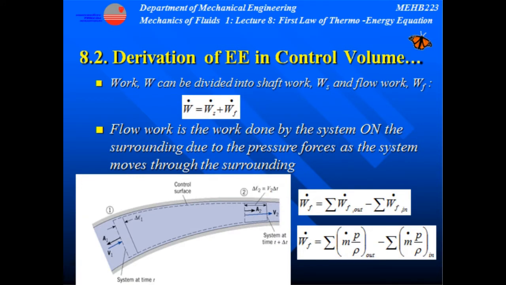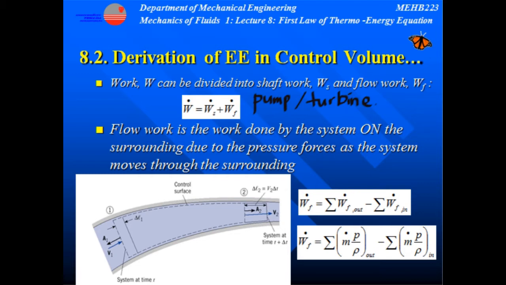Not just the energy, the work can also be divided into two components, which is the shaft work, denoted by Ws, and the flow work, denoted by Wf. So shaft work is the work done by the shaft that is rotated in the turbo machine, for example, in a pump or turbine. So the shaft will be rotated so that it will do work.